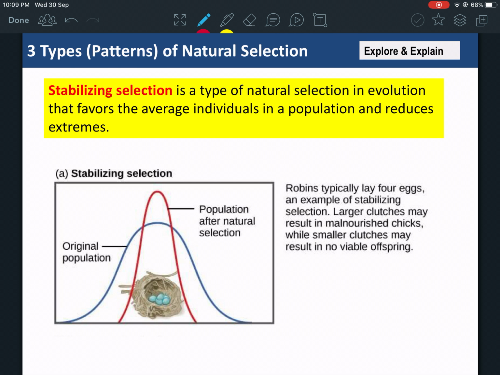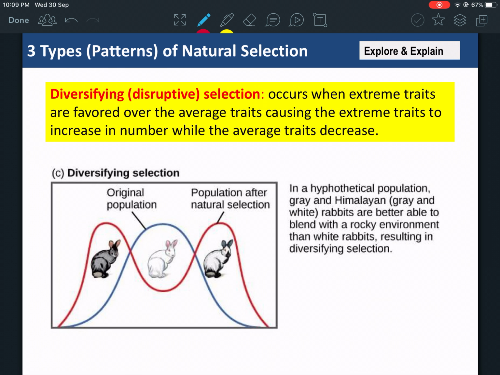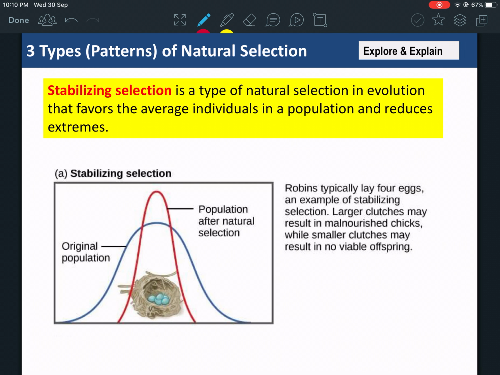Morning, everyone. This is the last part of the lesson, and it's about the three types, or patterns, of natural selection. We have stabilizing selection, directional selection, and diversifying or disruptive selection. Let's talk about each one.